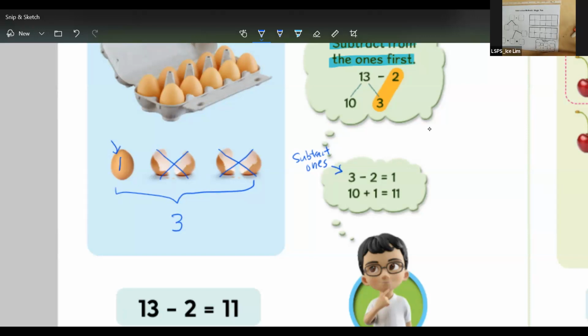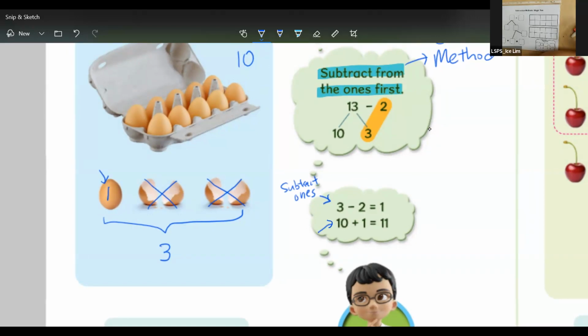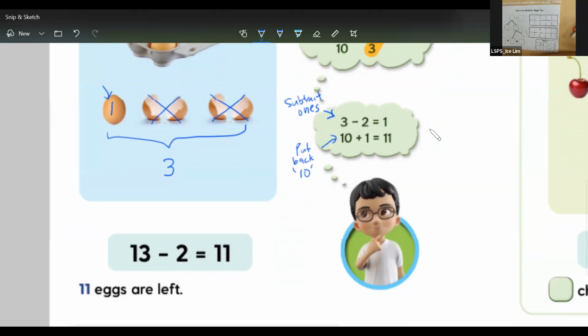This 1 egg is still okay. Then that 1 egg is put together with the tray of 10. I put it together with them back here. I get 10 plus 1. So I put back the 10, the magic 10. I get 10 plus 1 equals 11. So the end of the story shows you there are 11 eggs left.